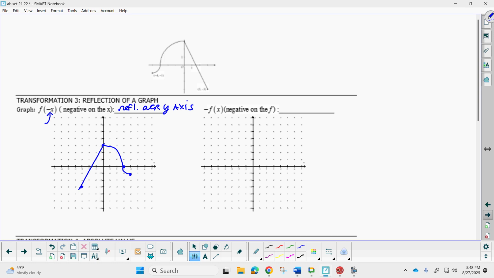If you have a negative outside, that's changing the sign of y. If you change the sign of y from positive to negative, then it causes a reflection across the x-axis.